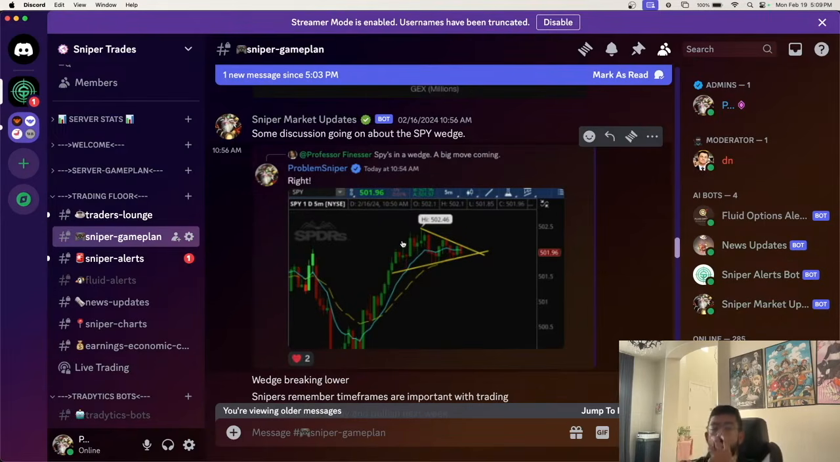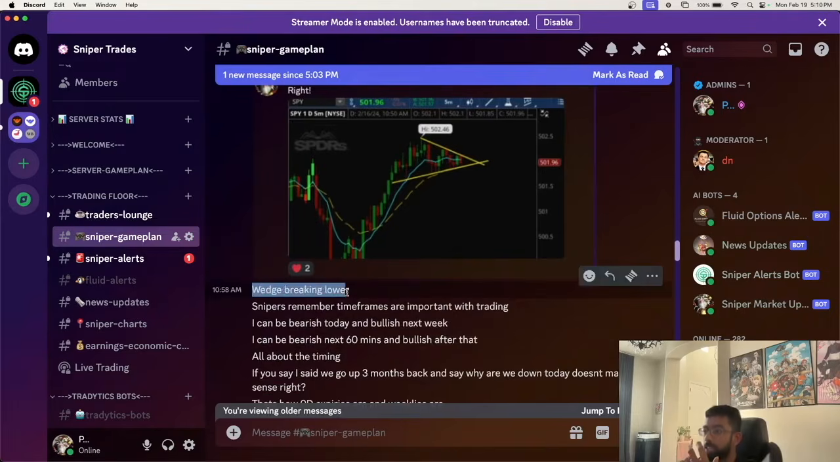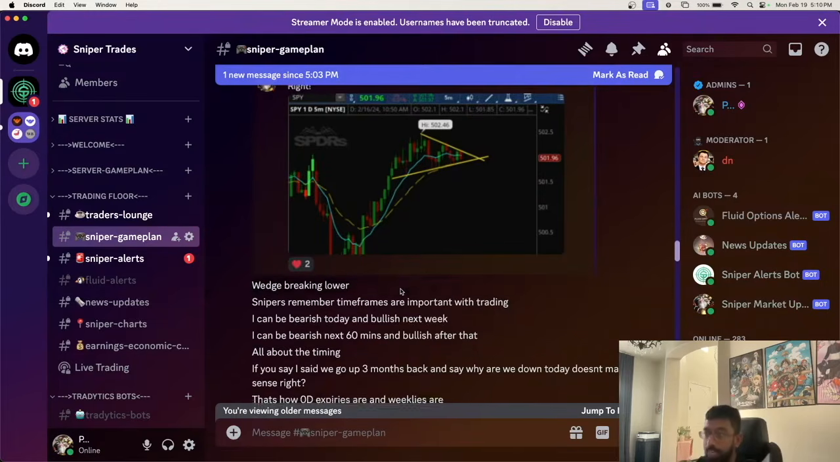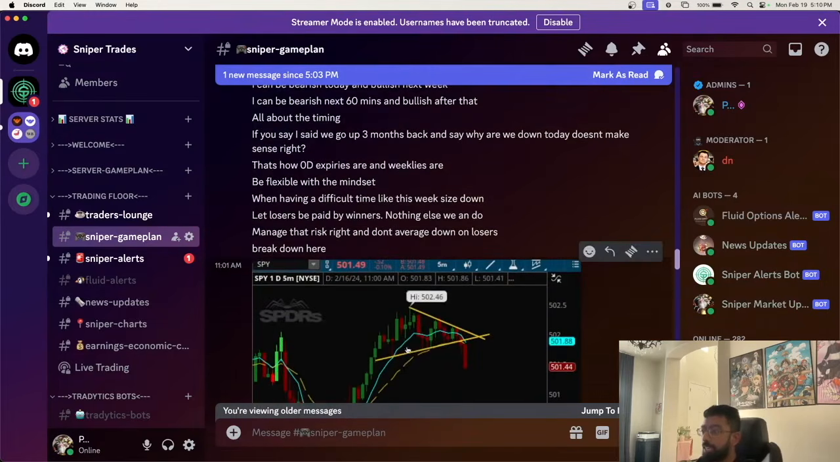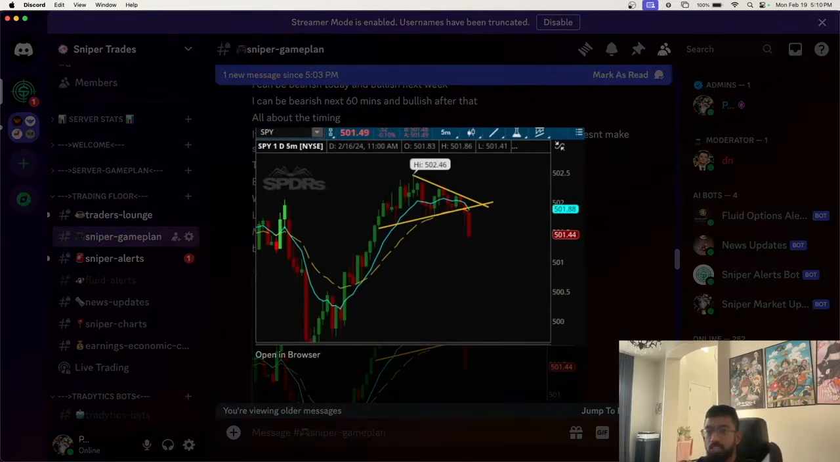So when the wedge was forming, this was what happened. We saw the wedge was breaking lower, right? So when you see the wedge breaking lower, that is when you want to enter into a trade. What I mean by wedge breaking lower, I do have another screenshot here which looks very good. Where should your entry point be here, right? Like you saw, let me go back, let me show you.